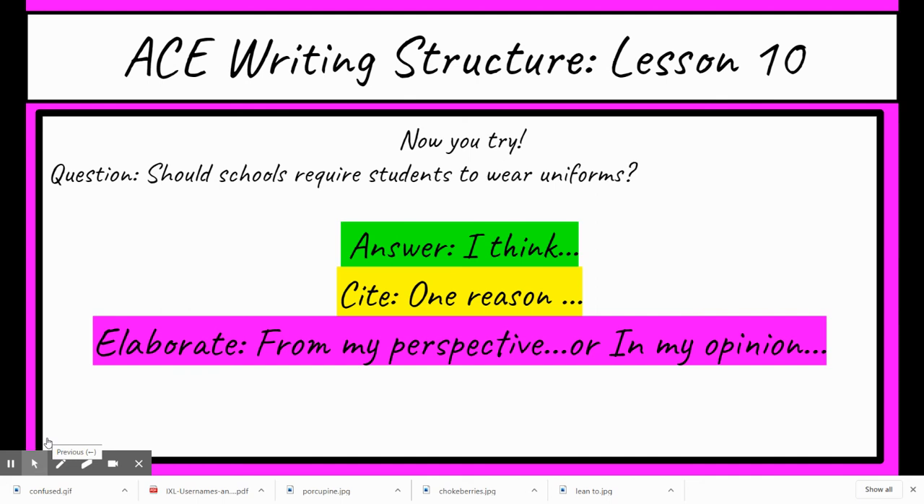I want you to answer using the sentence starter, I think. So either you think schools should require students to wear uniforms, or you do not think that schools should require students to wear uniforms. Then I want you to give me a fact that supports your answer using the sentence starter, one reason. Then push your thinking. Think about the evidence that you gave. Think about the fact that you just wrote and elaborate using the sentence starter from my perspective or in my opinion. Do this now.